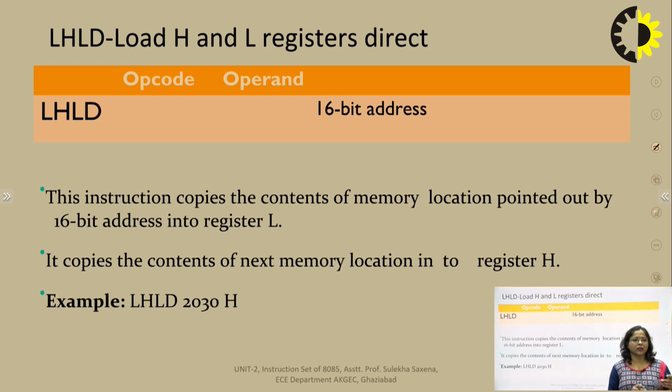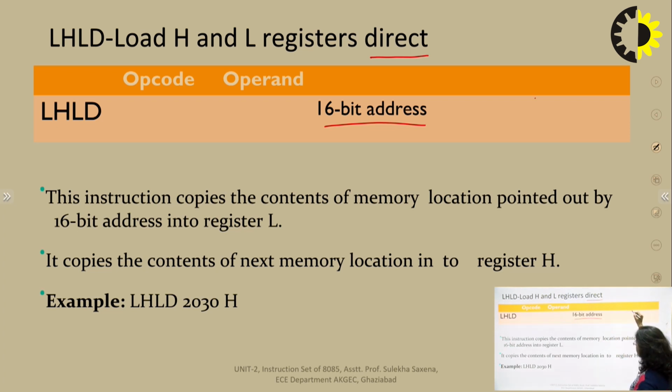LHLD loads H and L registers directly with the specified address and address plus 1 location. LHLD and SHLD are two special instructions which copy two consecutive memory locations to H and L respectively. Since the address is directly specified, this is a direct mode instruction, and it loads H and L registers with the data of address and address plus 1 location respectively.